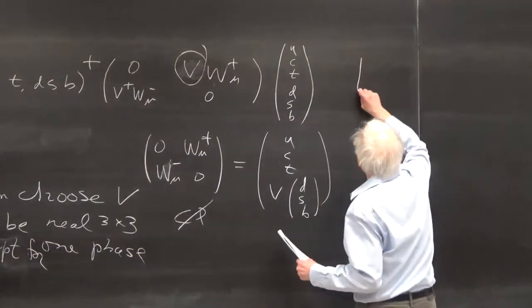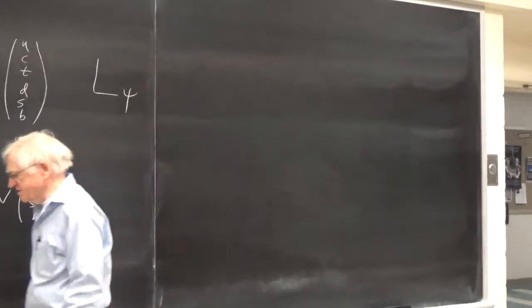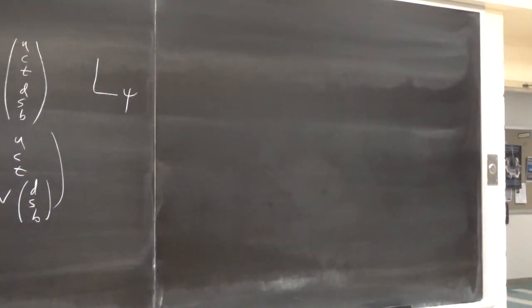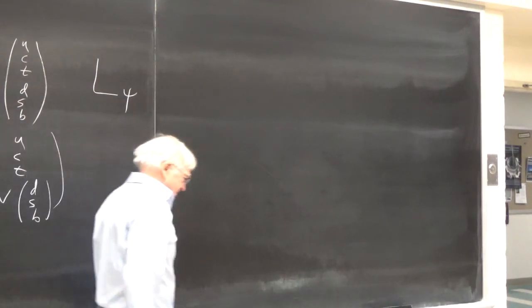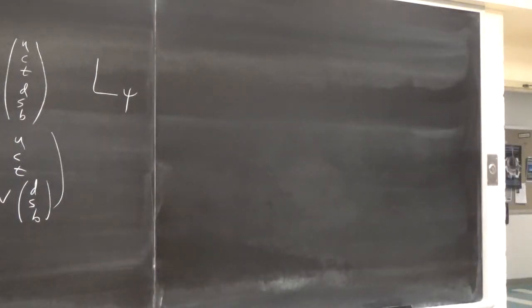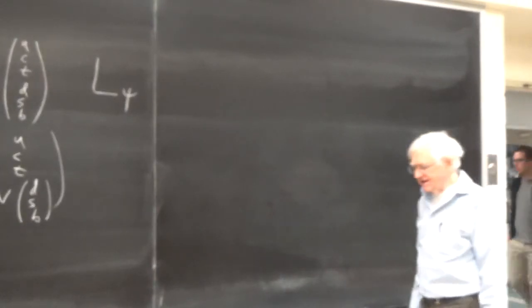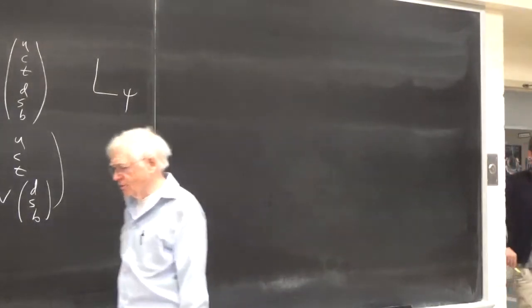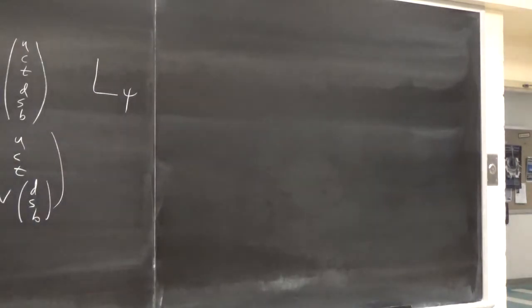Here's the crazy thing about neutrinos. They have very light masses. The three neutrinos, as far as we know, have masses less than an electron volt. And the next lightest particle is the electron, which is 500,000 electron volts. So there's a factor of 1 million.